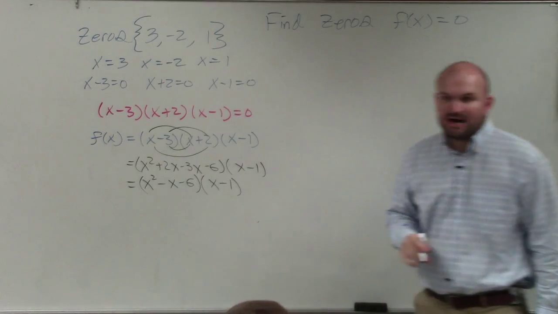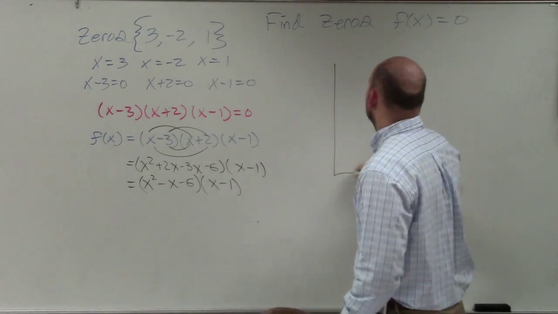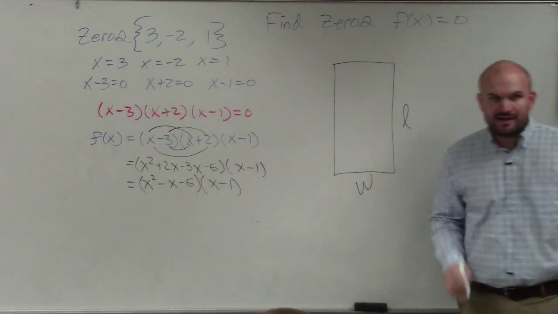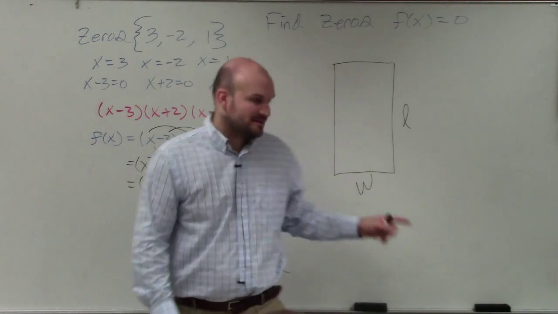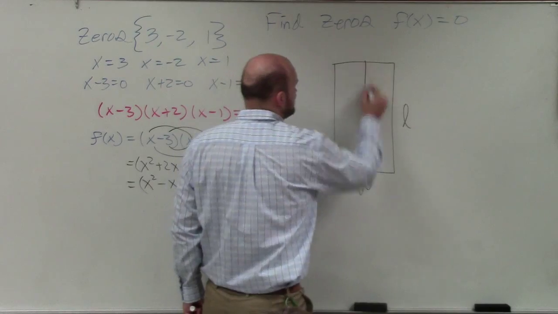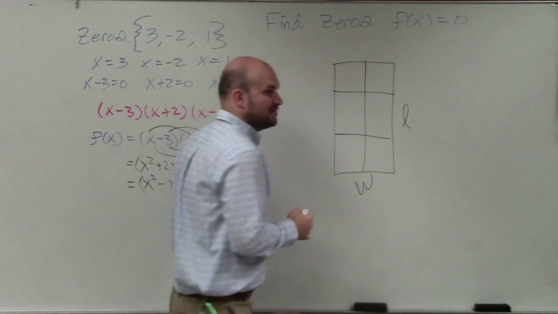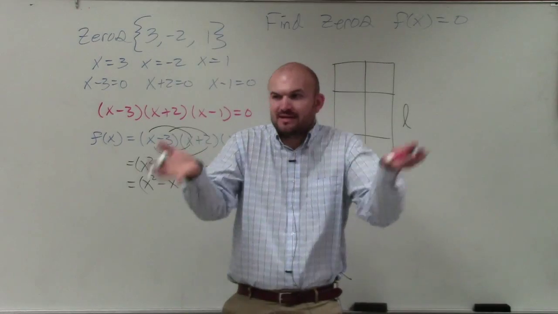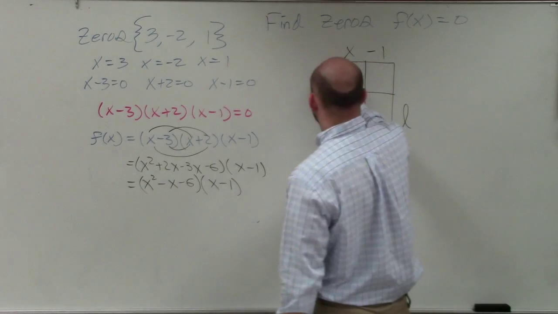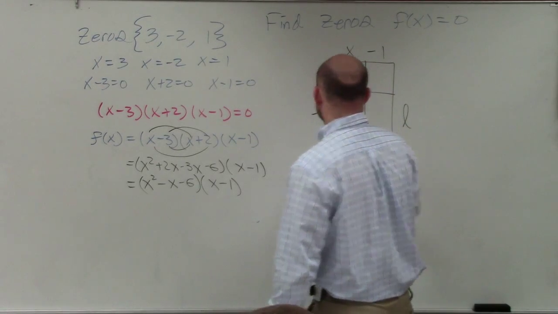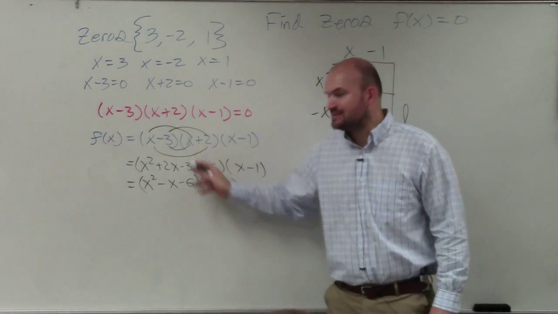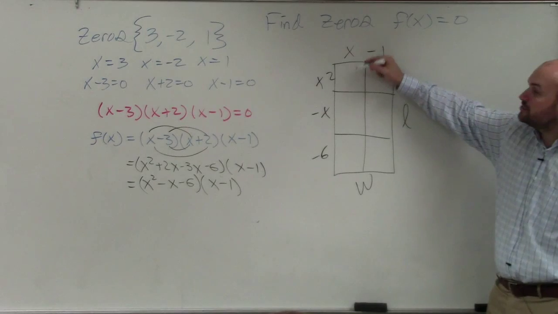So when you guys are multiplying a binomial times a trinomial, you guys understand that the product, length times width, gives you the area, right? So in reality, if you're multiplying a binomial times a trinomial, that's like multiplying two expressions. That's like multiplying a length and a width. So my binomial is x minus 1. And my trinomial is x squared minus x minus 6.